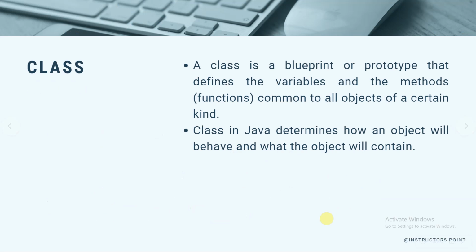So now what is a class? A class is basically a blueprint of an object. Classes in Java determine how an object will behave and what the object will contain. Objects refer to related states and behaviors, and those states and behaviors are defined by the classes.